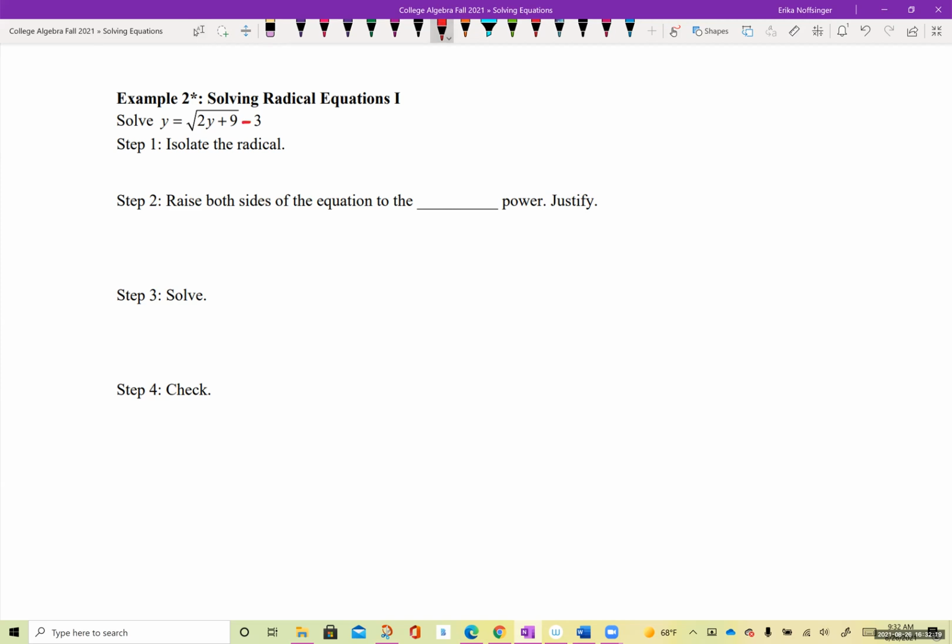And so we want to get rid of this minus 3 on this one side of the equation. I notice I can add 3 to both sides of the equation. And so doing that, we get y plus 3 is equal to the square root of 2y plus 9. Okay, so the radical is isolated. So we want to square both sides of our equation. So we're raising both sides of the equation to the second power. So we're squaring both sides.